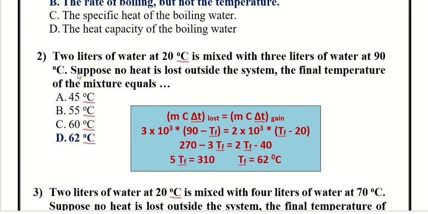Question number 2. 2 liters of water at 20 degrees Celsius mixed with 3 liters of water at 90 degrees Celsius. Suppose no heat is lost outside the system. The final temperature of the mixture will be: by substituting in the relation that the quantity of heat lost equals the quantity of heat gained. So here we have water mixed with another water.